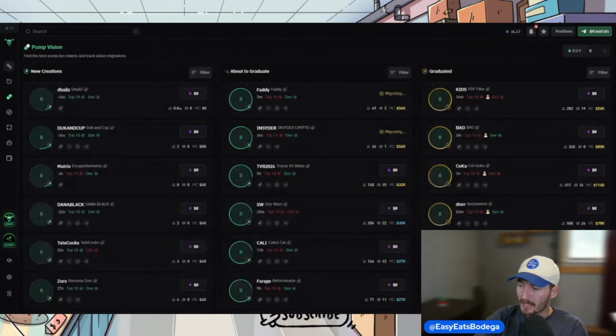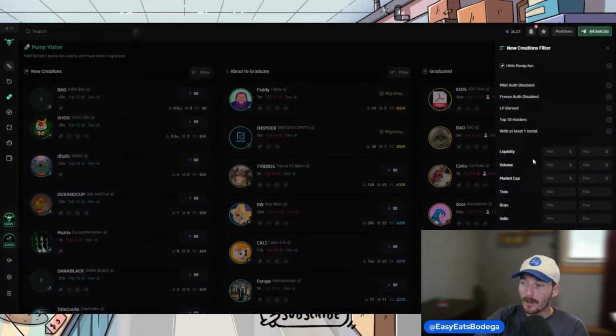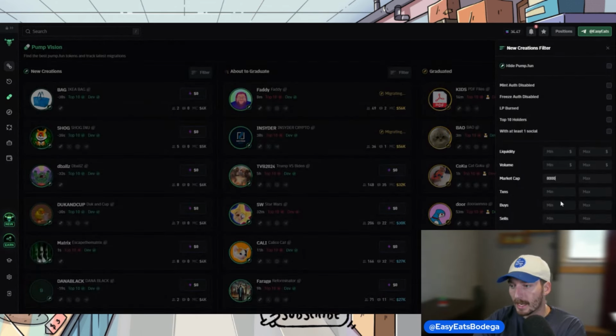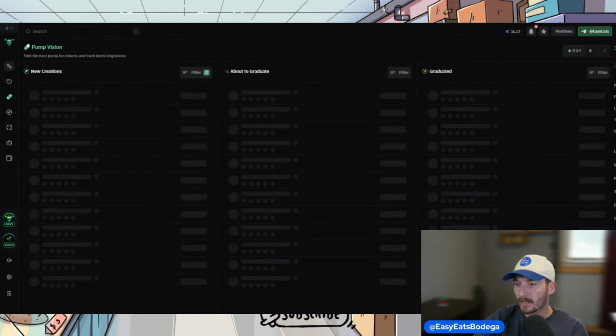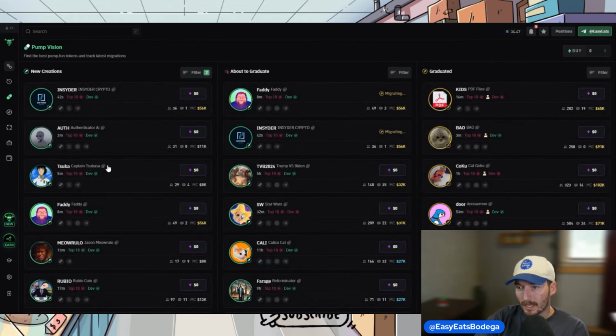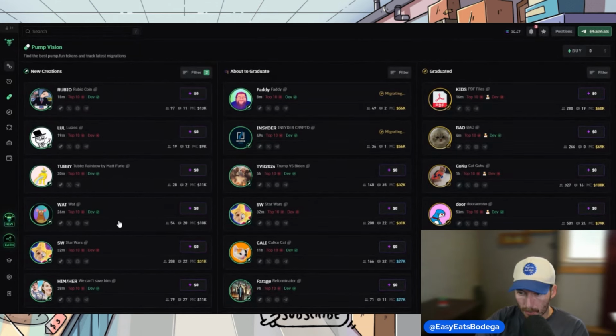So if I actually reset this, because I was filtering by graduated, on new creations, I want to take a look at 8,000 market cap, 25 transactions. So now all of these ones on the left that are getting filtered are ones that are at least an 8,000 market cap and have 25 transactions. So we can start to parse through these and see.